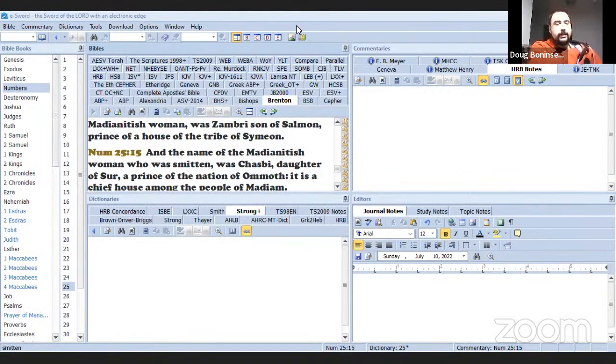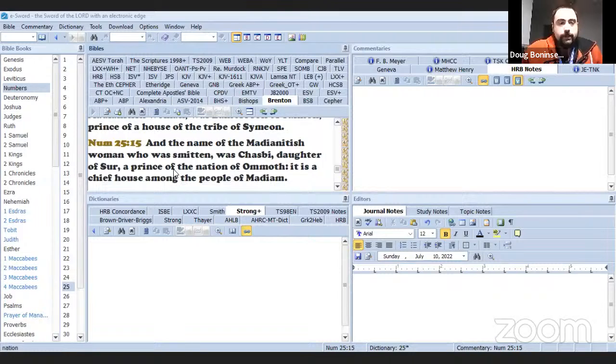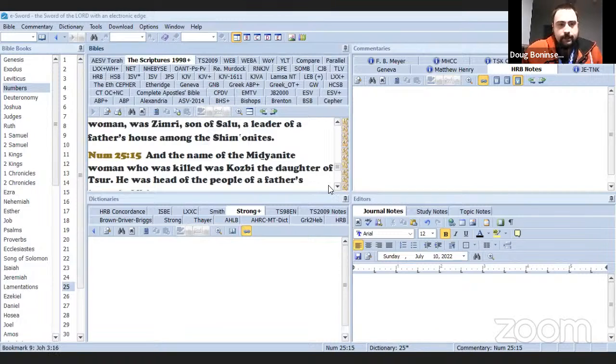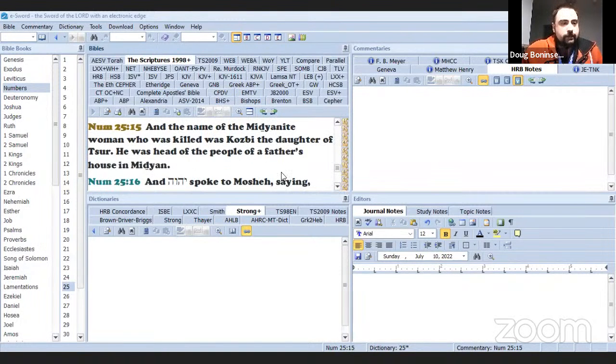And the name of the Midianite woman who was smitten was Chazbi, daughter of Sur, and a prince of the nation of Amoth. It is a chief house among the people of Midian. So what happens here is a huge context in the verse from the Septuagint. It's talking about Sur, known as the prince of the nation of Amoth. That's interesting to me. If you go to the ISR 1998, it mentions nothing about him being the prince of the nation of Amoth. So very interesting that they would want to leave out that historical detail.